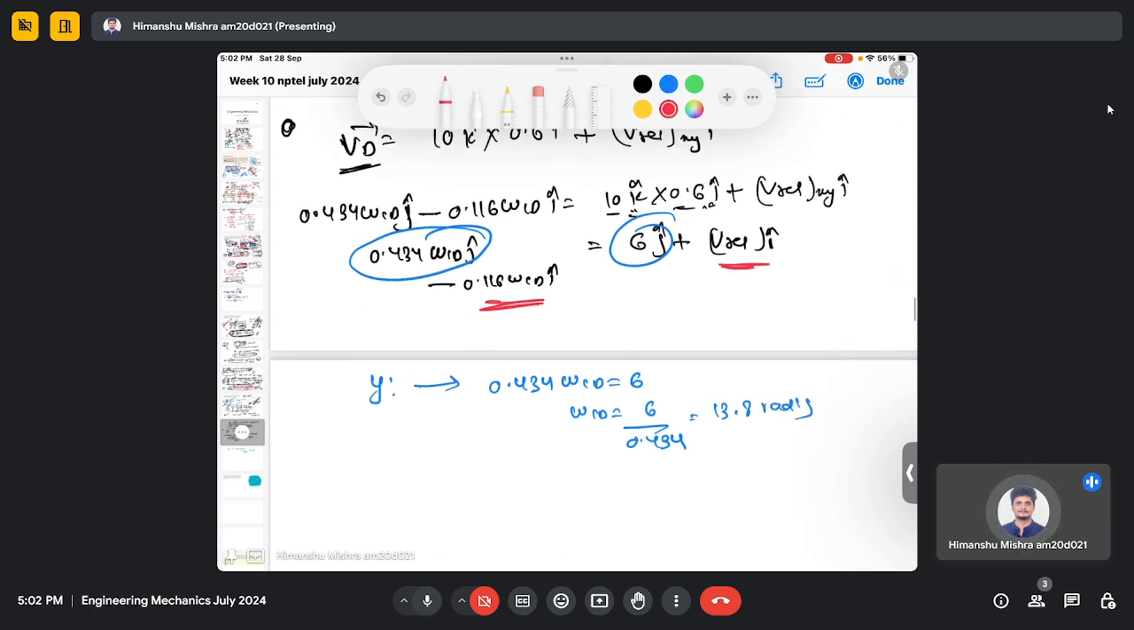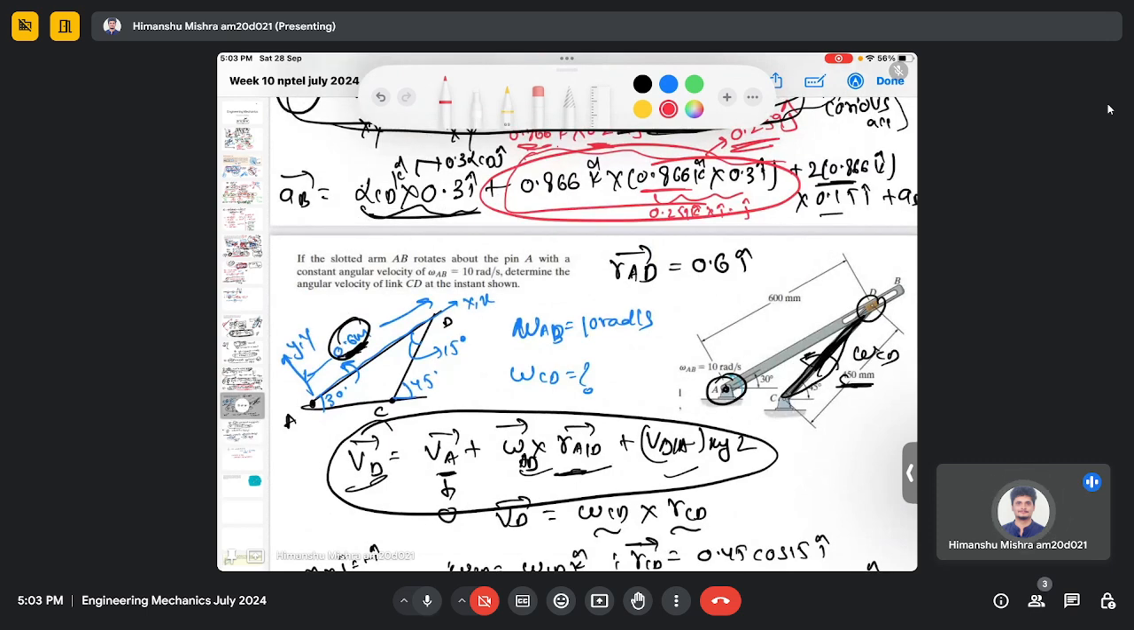In the x direction you will have 0.116 omega CD equals the relative velocity. Omega CD is 13.8, which will give you a relative velocity of minus 1.6 meter per second. So it was again a straightforward problem.